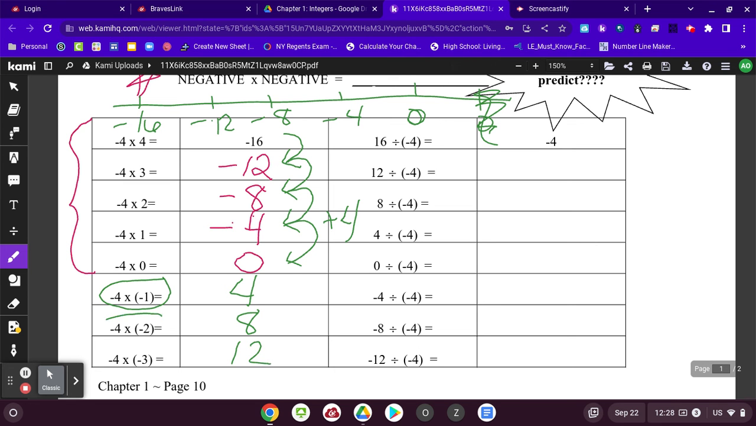So what happens when you have a negative times a negative? What, based on the pattern, was your answer forced to be? Was forced to be a positive.